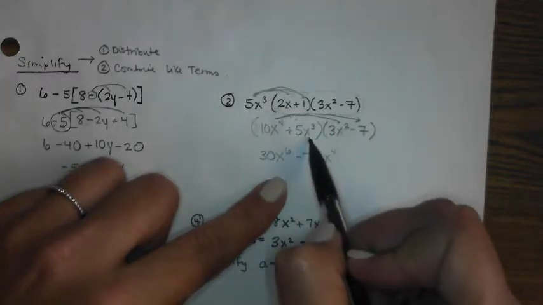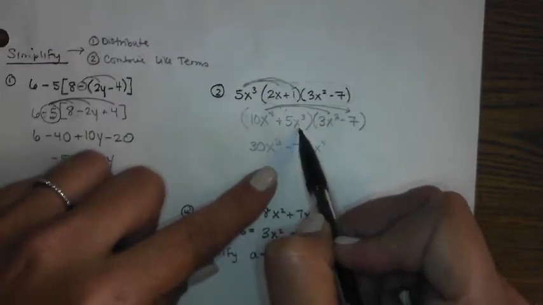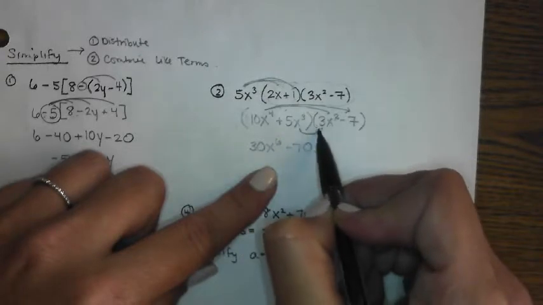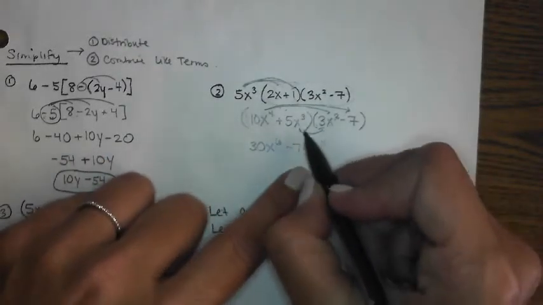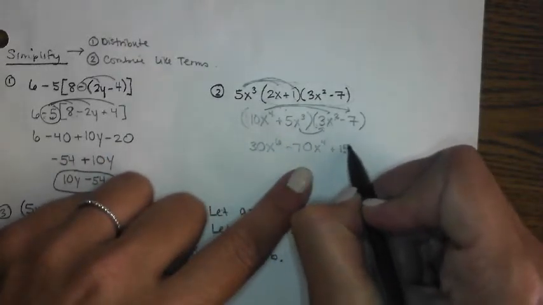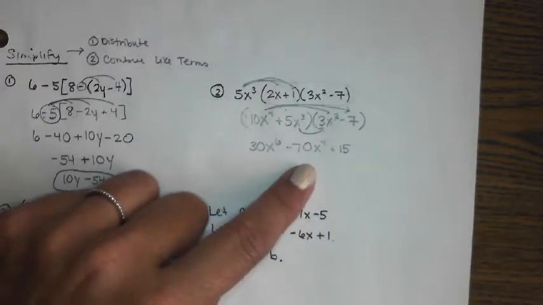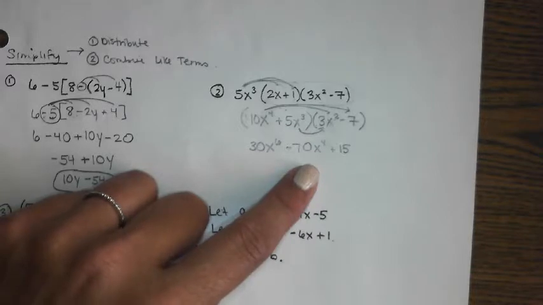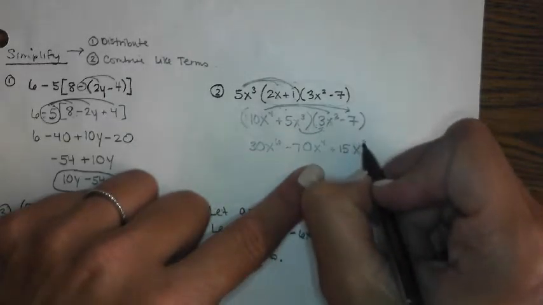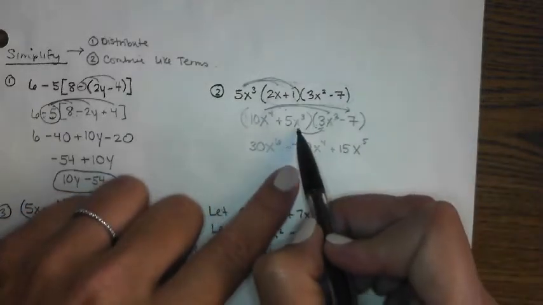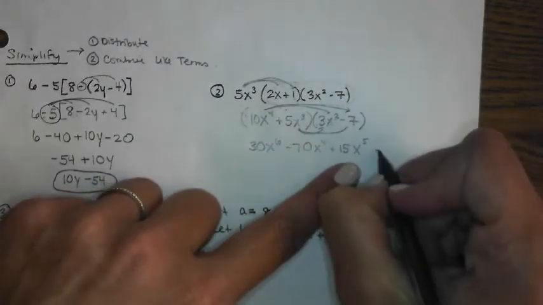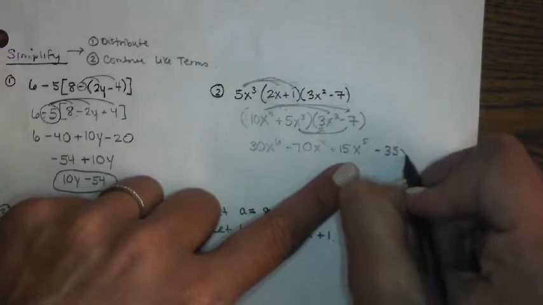Our 5x cubed now needs to be distributed through. 5x cubed times 3x squared. 5 times 3 is 15. X to the third times x to the second is, we add those exponents, x to the fifth, very good. And last, 5x cubed times negative 7 is negative 35x cubed.